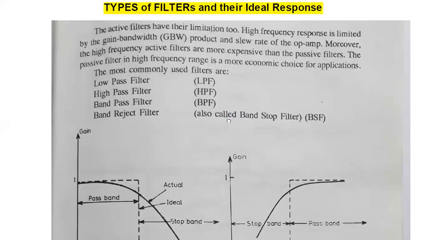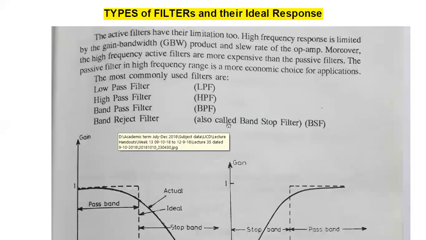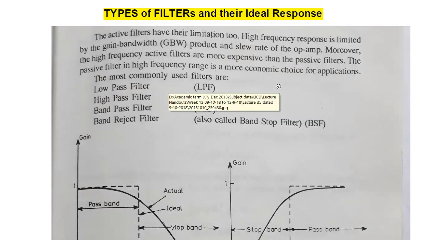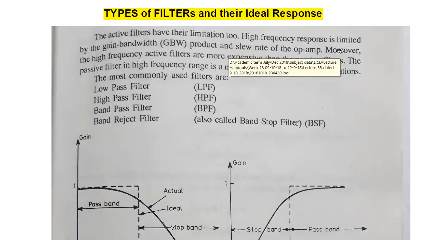Okay, so now we'll study the types of filters and their ideal responses. Active filters also have some limitations. The high frequency response is limited by the gain bandwidth product and the slew rate of the op-amp. This is also very important. This is one of the limitations of active filters using op-amps.